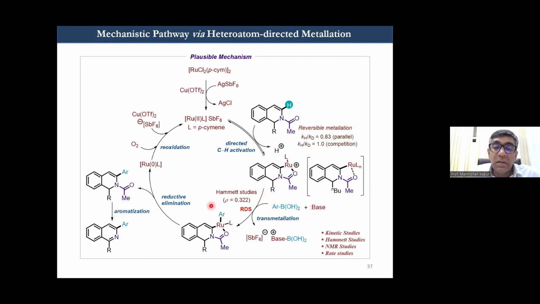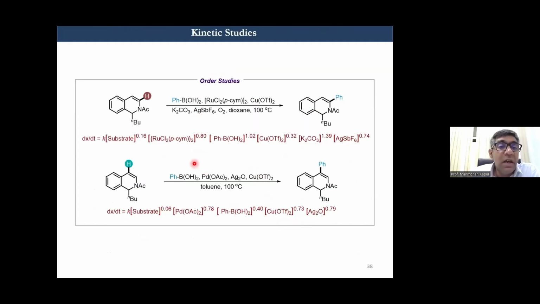When we carried out Hammett studies, we found that this was a positive value. Therefore, we concluded that the transmetallation of the aryl boronic acid was most probably the rate limiting step. We also did the order studies, in which we found that indeed the rate limiting step involved the ruthenium catalyst and the aryl boronic acid, which means that the transmetallation is the rate limiting step. In the case of the palladium catalyst, we propose that the generation of the active catalyst may be the rate limiting step.